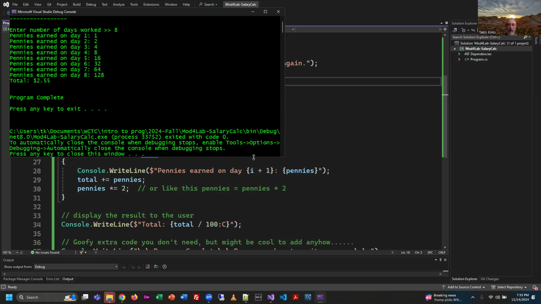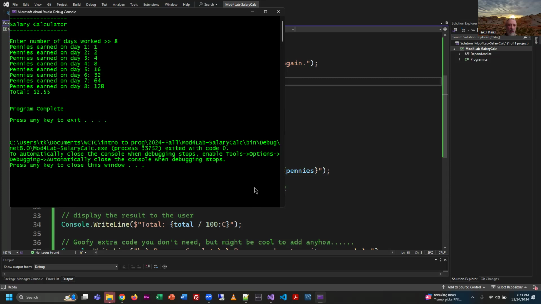And there we go. All right, well, let's expand the whole window there and take a look at the whole thing. Did it tabulate correctly? Well, it matches what we have in the sample run, right? So that's doing 8 days. So in 8 days, I earned 255.